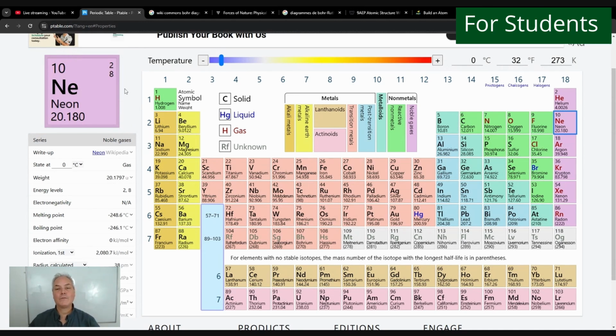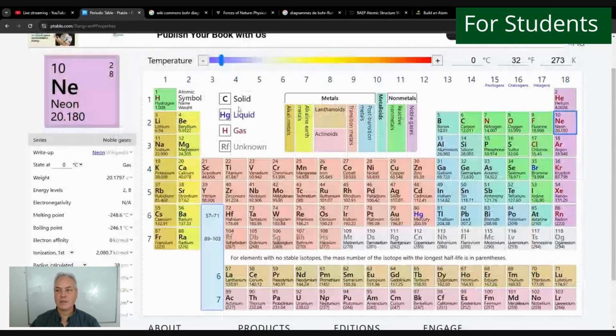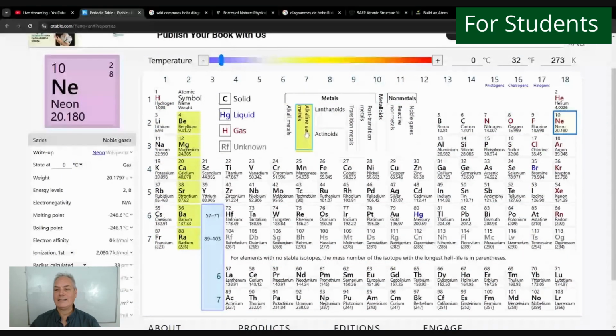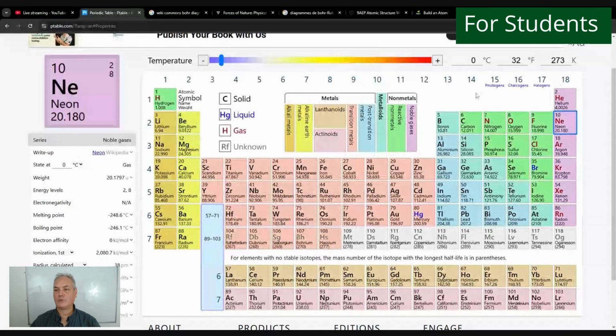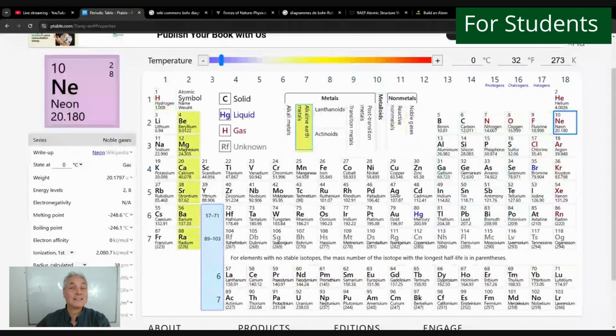Now, if you are going vertically, we have group numbers. So here we have group 1, group 2. Group 2 is basically the second column. If you go to group 18, which is the far right column, we have columns. Columns have specific properties also.